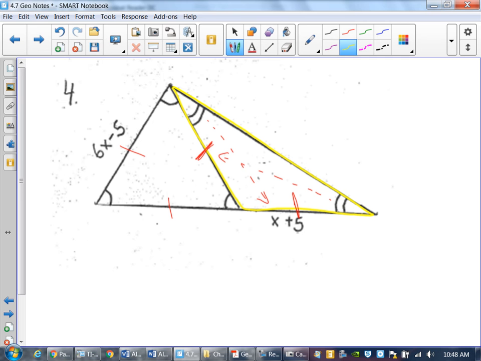They're equal. So now you set it up. Oh, I did.